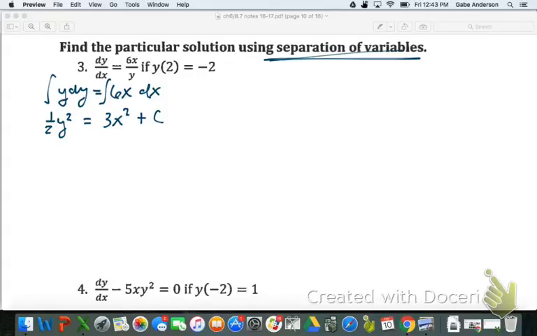Okay, now I'm going to make my recommendation right now. Because they asked for a particular solution, they gave you that initial condition, y of 2 equals negative 2. Because of what they asked for and what they gave you, you know that you can find the c here, right? Here's my suggestion to you. Right now, immediately after you find your antiderivatives and put your plus c in there, go ahead and apply the initial condition and get ready to find your c.